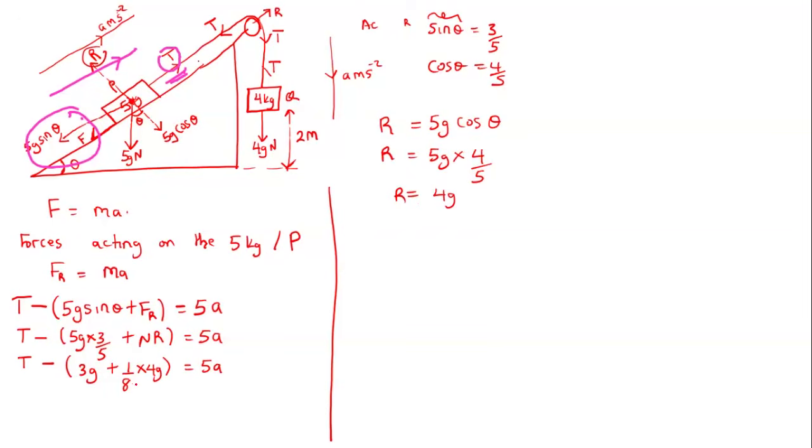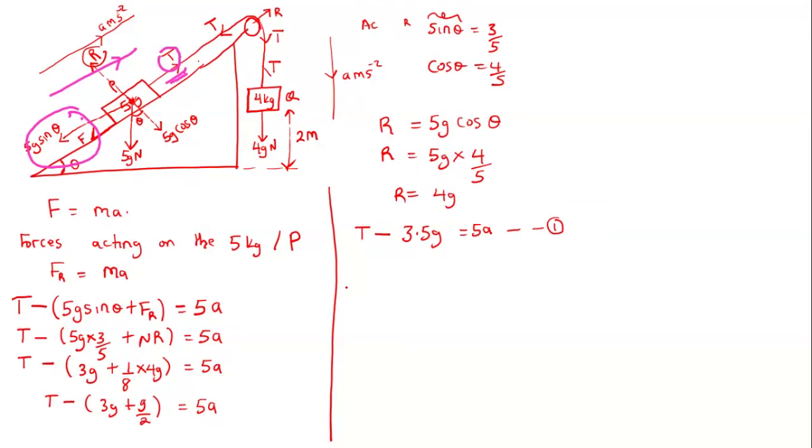Everything is equal to 5a. So by 4, 1 by 4, this is going to be 2. So we shall end up with T minus 3g, then plus g out of 2 is equal to 5a. So 3g plus g out of 2, they can be added. So you can have T minus 3 plus our 0.5, which we can write as 3.5g, is equal to 5a. Now this one, I can first call it our first equation. Then where is the second equation?